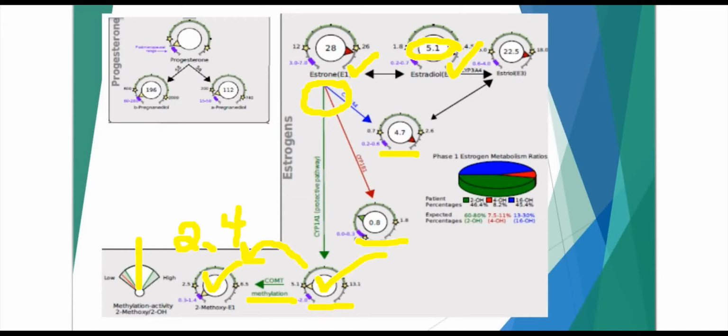In this particular case, she's quite a bit lower than that at 0.8, so that's why her methylation index is low. So she's not methylating super well. That's phase 2 or methylation. On the upper left here, I've moved this for you. It's typically on the upper right.